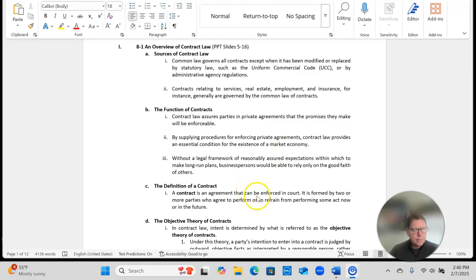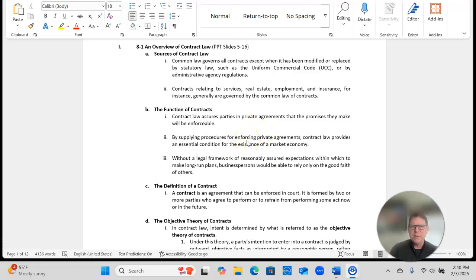So again, defining a contract as a promise or set of promises for the breach of which the law provides a remedy or the performance of which the law imposes a duty to act. These are just another way of looking at it, as the definition in the outline suggests. I'm just giving you some more definitions to understand what the definition of a contract is.